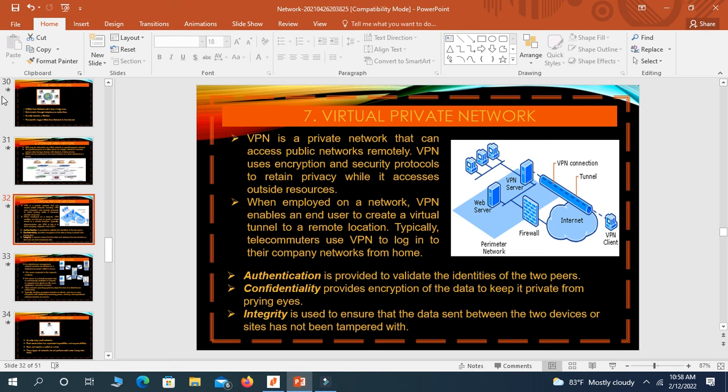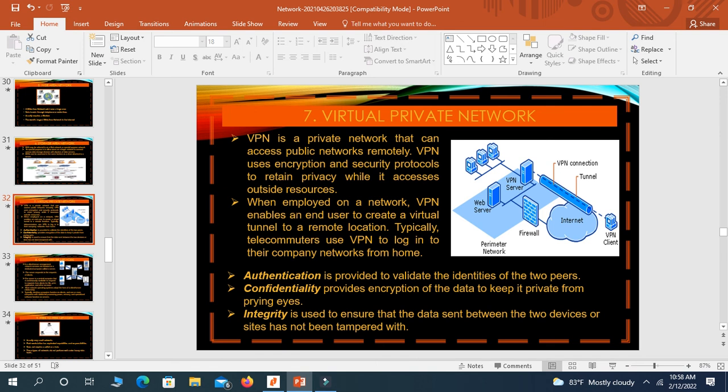So VPN is nothing but a private network. It's a private network that can access public networks remotely. VPN uses encryption and security protocols to retain privacy while it accesses outside resources. So as you can see, here is a VPN server. Here is the VPN client, right?